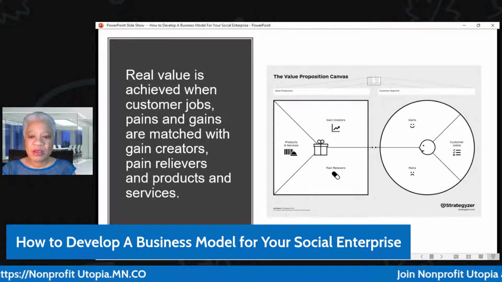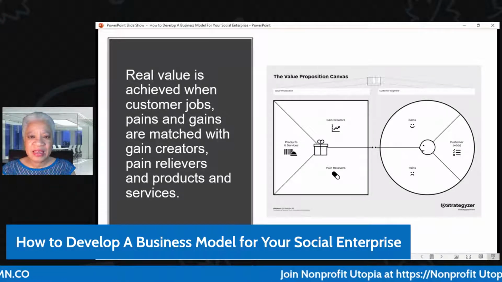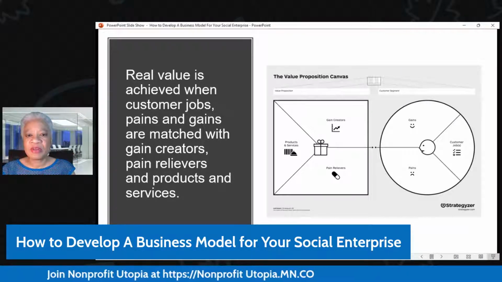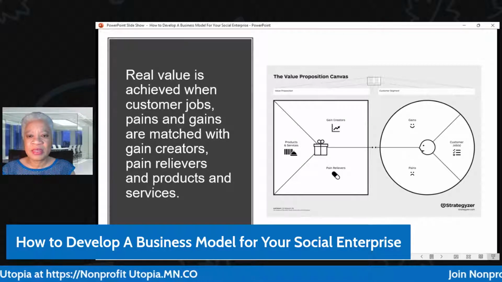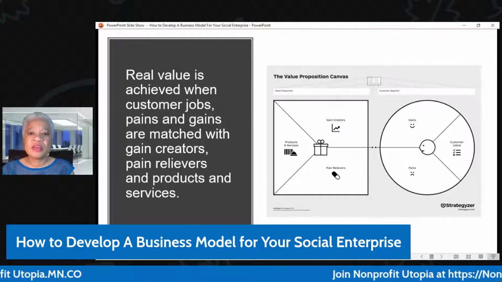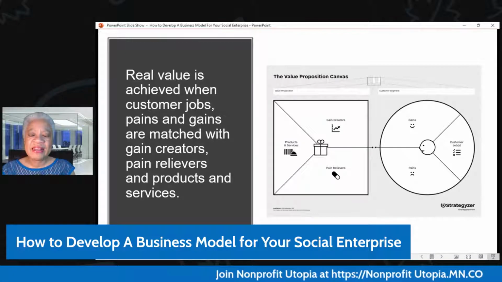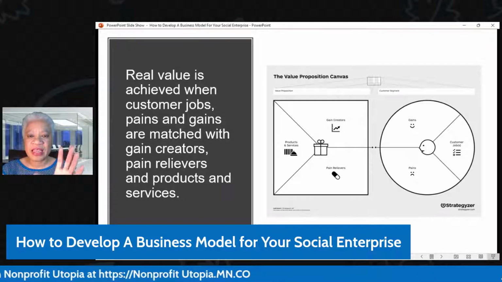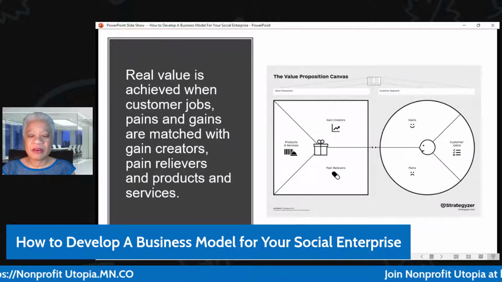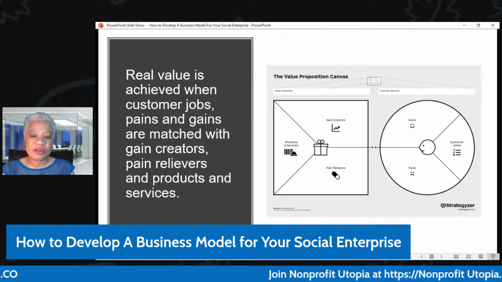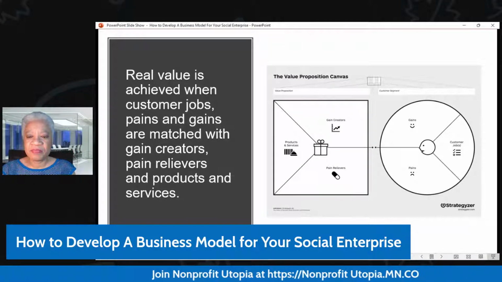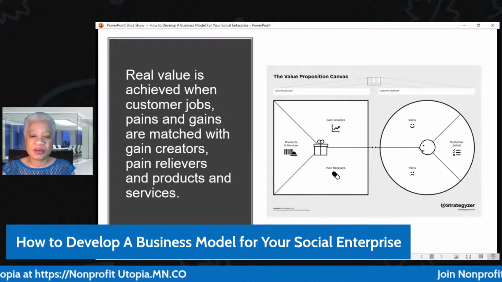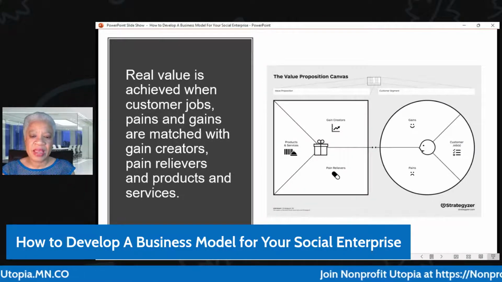All right. So the real value occurs when you really get into your ideal client's psyche, so to speak. You understand what makes them tick. You understand what they go through on a day-to-day basis. You understand what they aspire to. You understand what gives them pain. And then you develop products and services that help them achieve their goals. These are the gain creators. You help them alleviate their pains. And then you develop products and services that will actually do all that for them. So the gain creators would manifest themselves in terms of a feature, the same as the pain relievers.